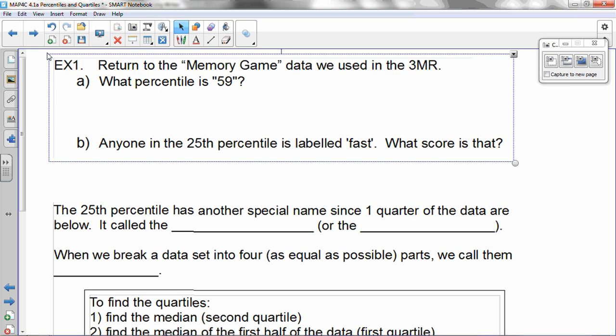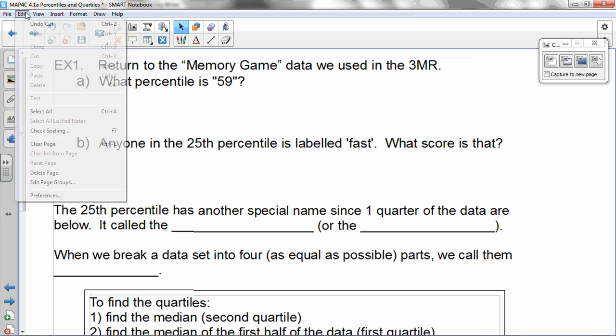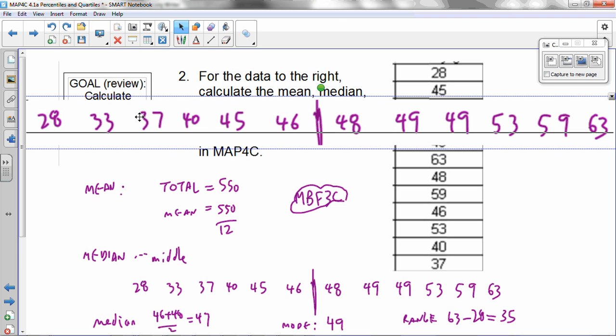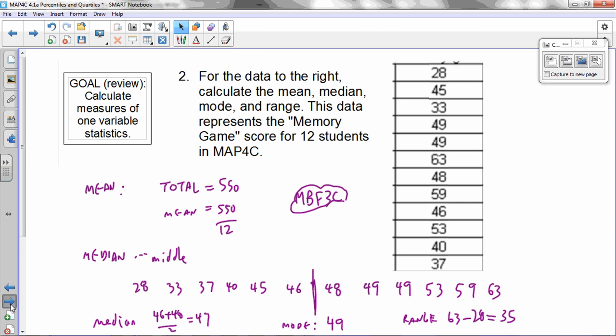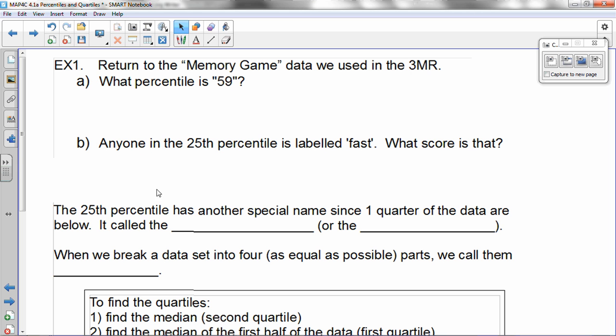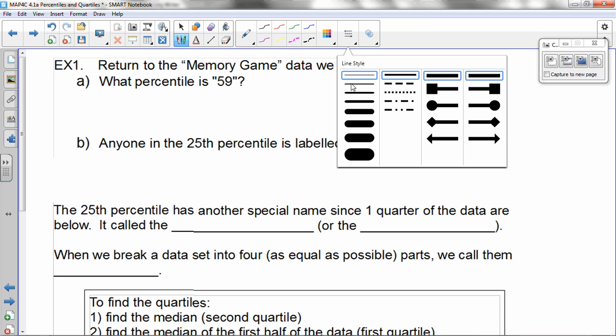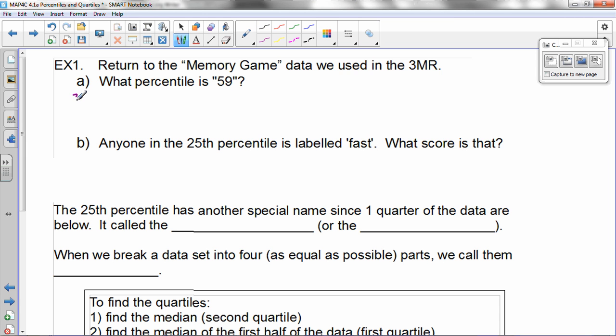Why can't I paste that? I wonder. I don't know. I don't know why I can't paste. Well, shall I just write it out again? I guess I shall. Bummer. Here, I got it right here.